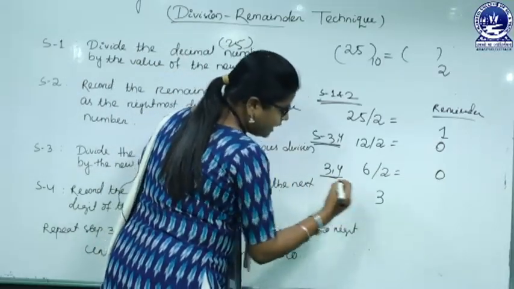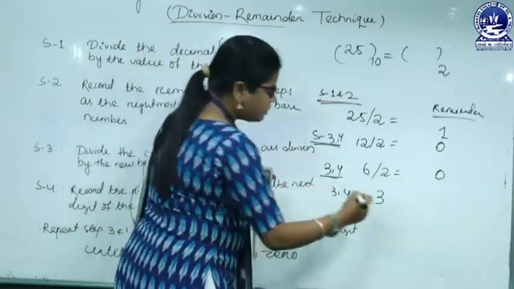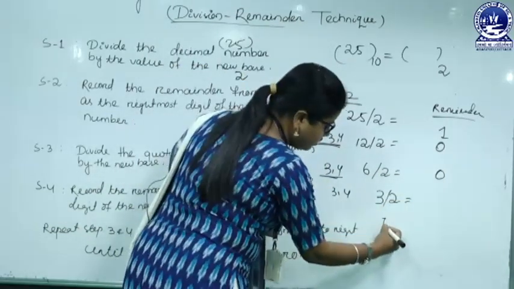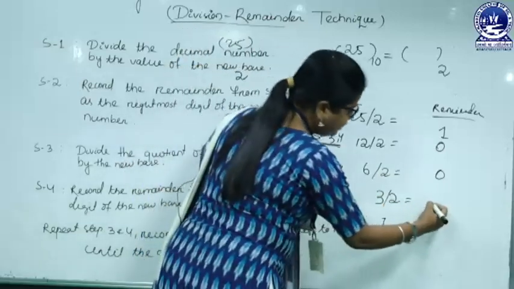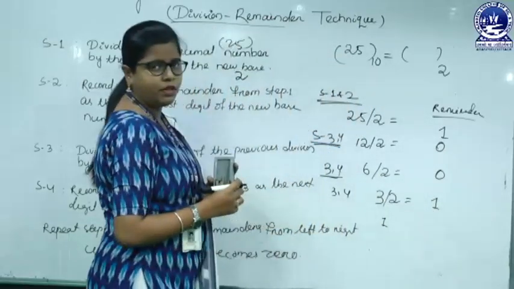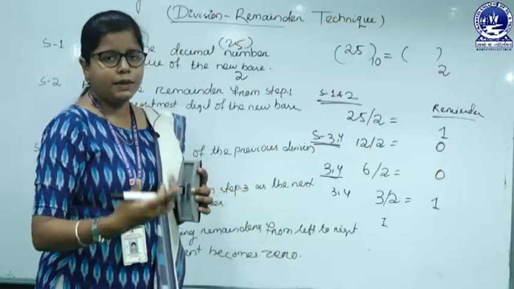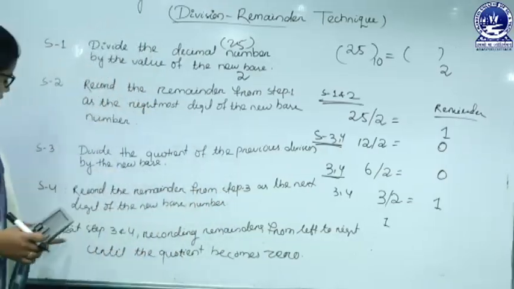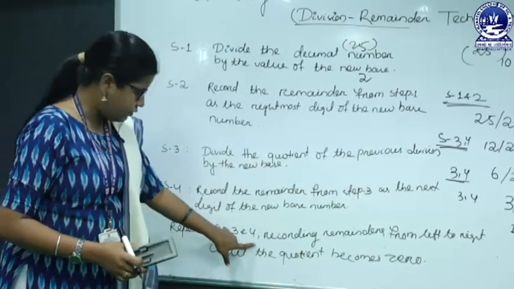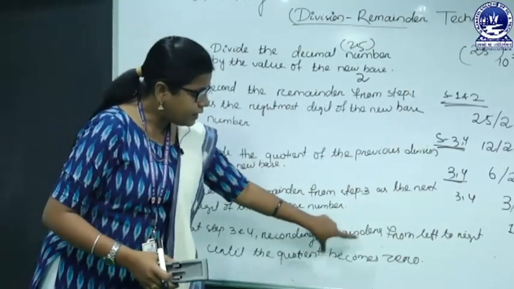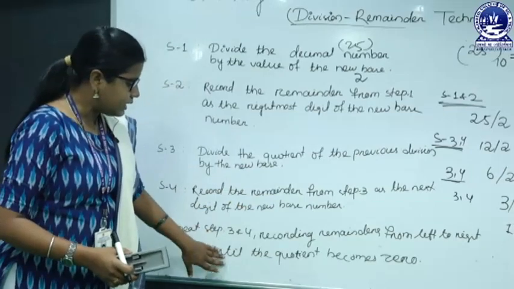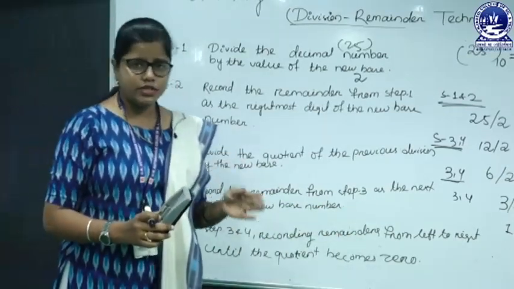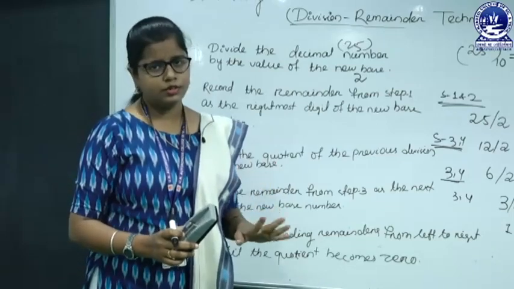Again for step 3 and 4, we are dividing the 3 by 2. What is the quotient now? 1. 2 ones are 2 and the remainder is what? 1. So we are repeating step 3 and 4, recording the remainder from left to right, until the quotient becomes 0. Once my quotient is 0, then I need to stop there.